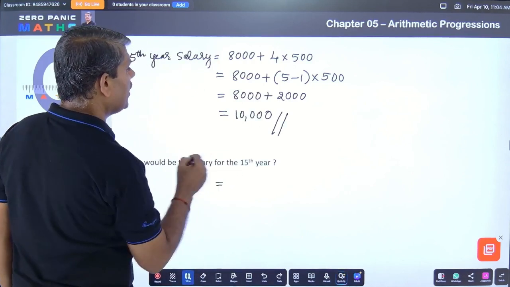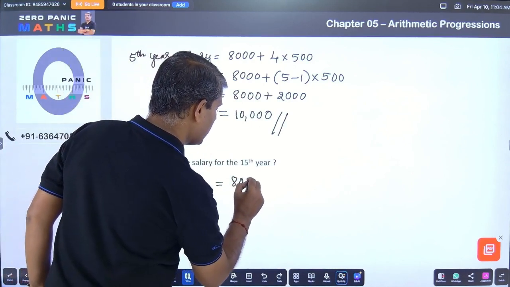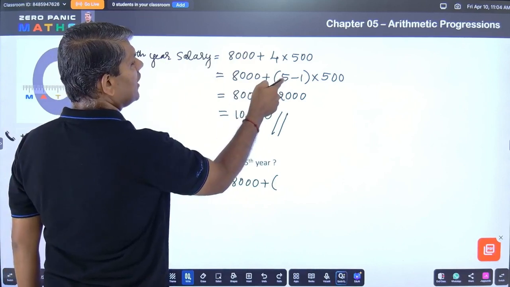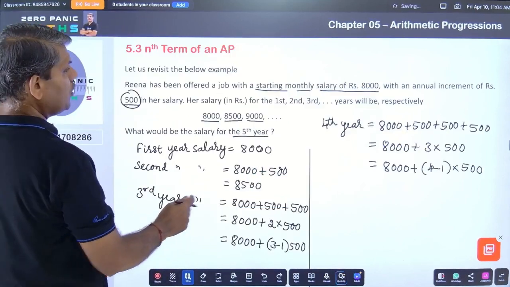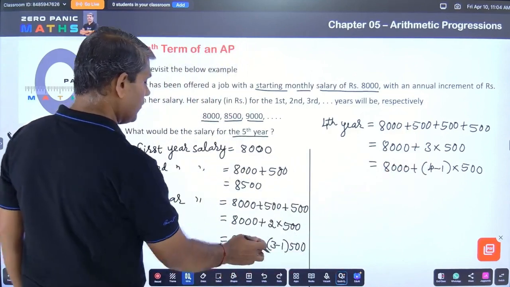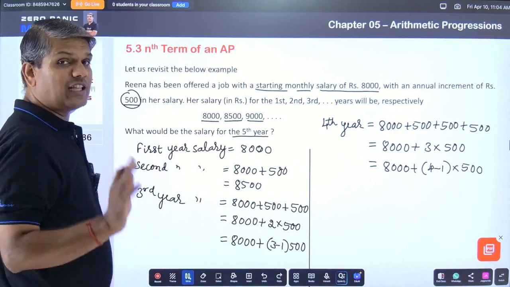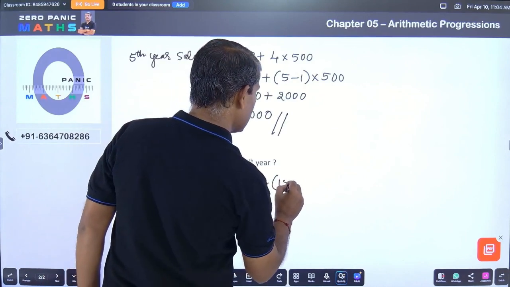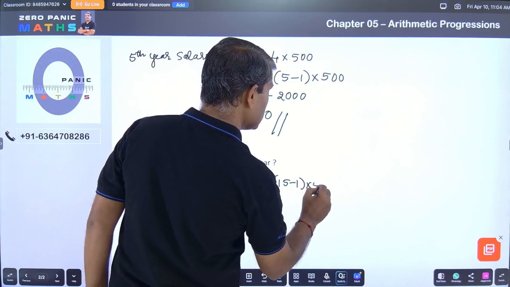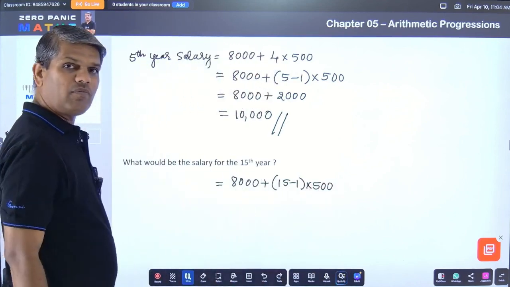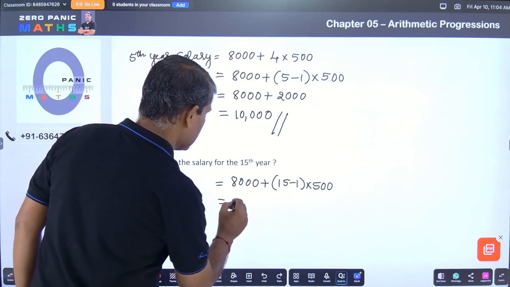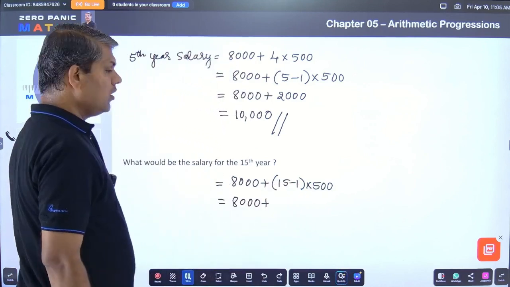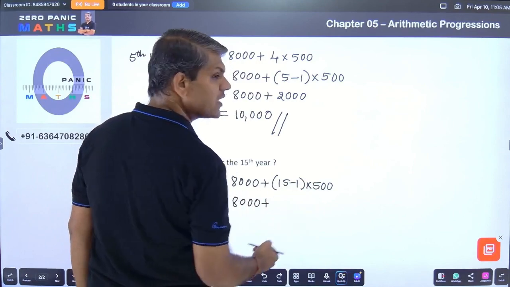So for the 15th year salary, it is the salary of the first year. Okay, and as you see, if it is the fifth year, we are seeing 5 minus 1. Previously, for the fourth year 4 minus 1, for the third year 3 minus 1, like that we were doing, right? So similarly, can I do for the 15th year, it is 15 minus 1 into the increment. Can I do this?